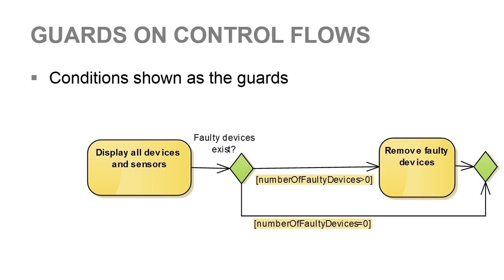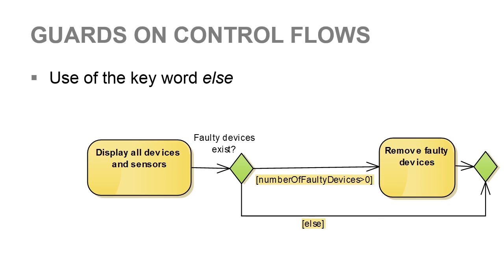Rather than showing the condition in a separate constraint, the guards can show the full condition, and the flow of control will follow whichever evaluates to true. If you're testing for one condition to be true and all other cases follow another flow, then you can use the keyword else. In this case, if the number of faulty devices is anything other than greater than 0, the else flow will be followed.